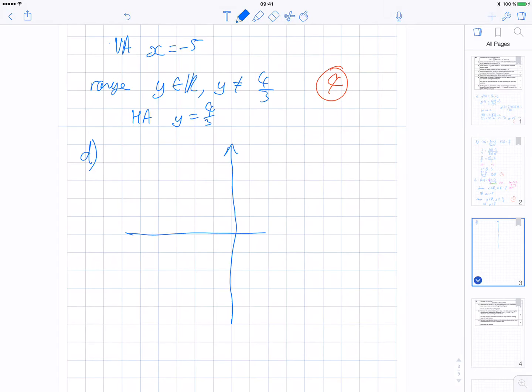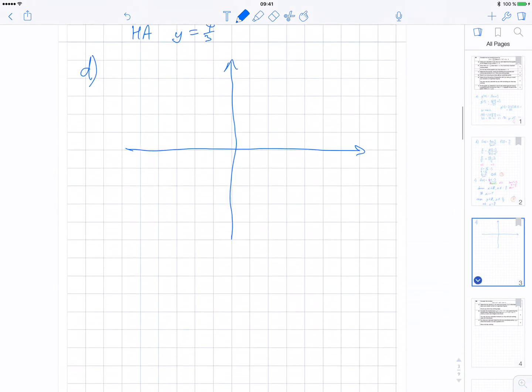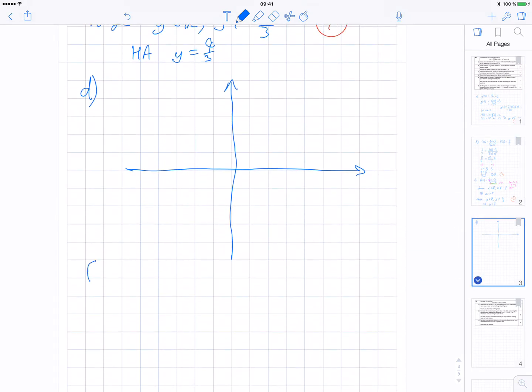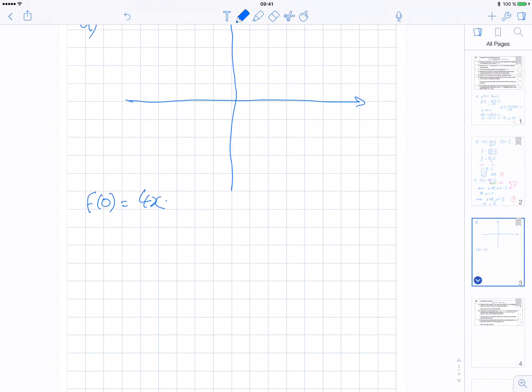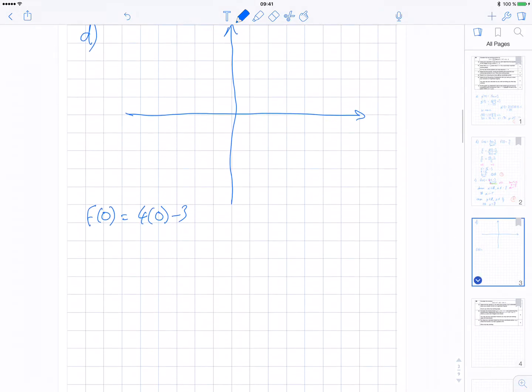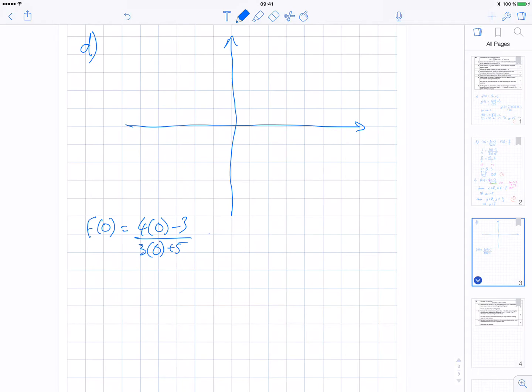Okay, I'm going to do a bit more in addition. So we have that's equal to 4x minus, oops, I'm making a slight mistake here. Get this right, over 3x plus 5. So what this is doing is finding when x is equal to 0, which is equal to minus 3 over 5. So we have x is 0, y-axis is minus 3 over 5.